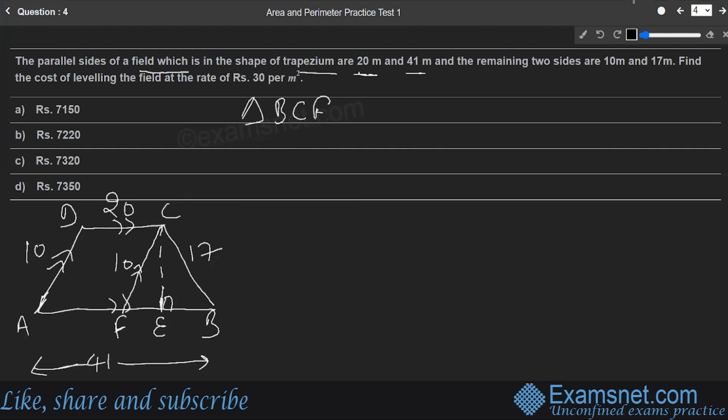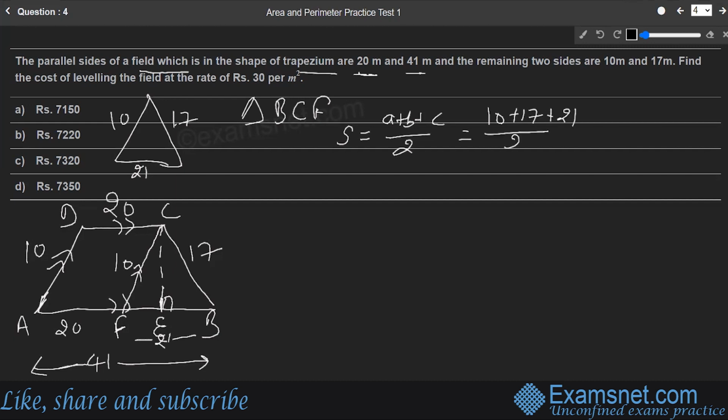If you see the triangle BCF, we can clearly say that three sides are already there. This AF is obviously 20. So this FB is just 21. So this is the triangle that we can see. We can redraw it here. 17 is this side, 10 is this side, and 21 is this side. In this triangle, we use Heron's formula for finding the area. In Heron's formula, we first calculate S, that is, a plus b plus c divided by 2. So the sides are 10 plus 17 plus 21 divided by 2, which comes out to be 24 meters. So that is the S value.